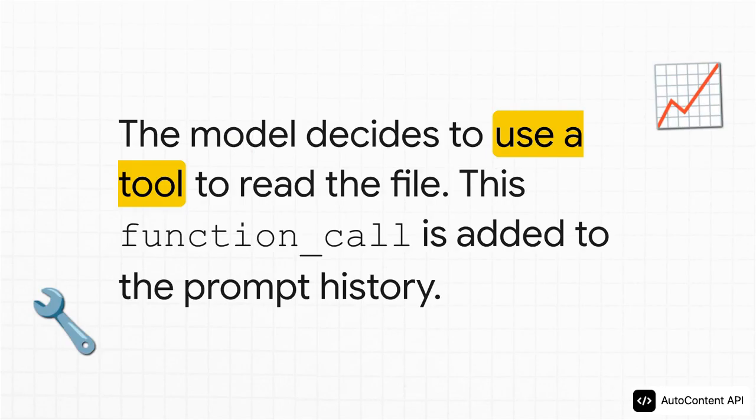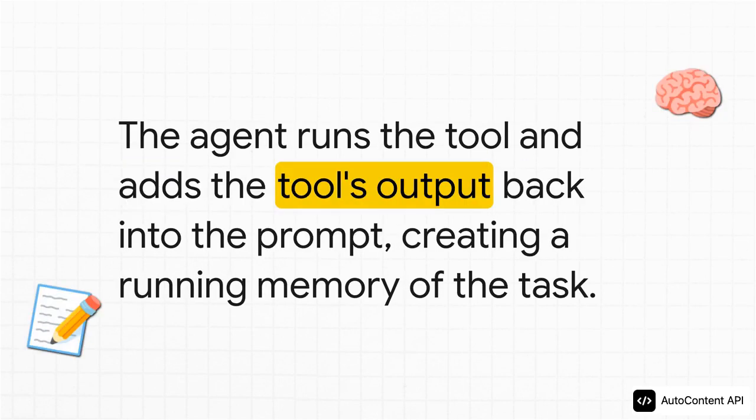Okay, so the model gets this and thinks, to add a diagram, I probably need to see what's in the file first. So it decides to use a tool, in this case, a shell command, to read the contents of that README file. Now that decision, that function call, gets tacked right onto the history. The prompt just got bigger. So what happens next? The agent runs that command, and it gets the file's content back. And where does that content go? You guessed it, right back into the prompt.